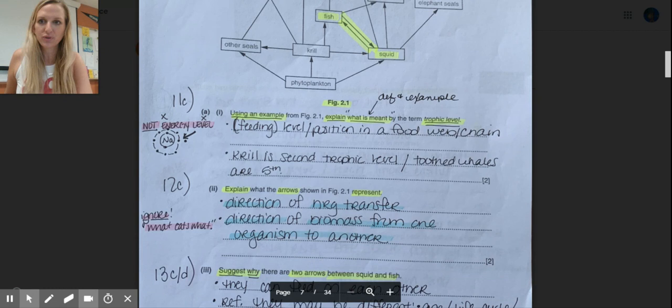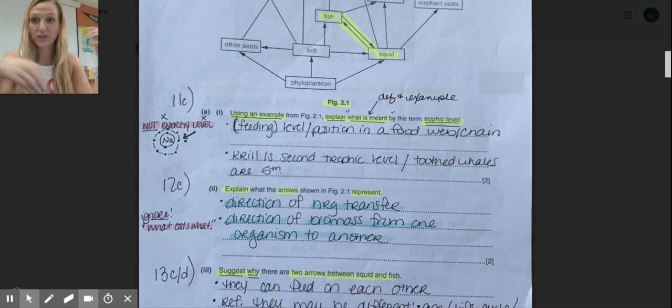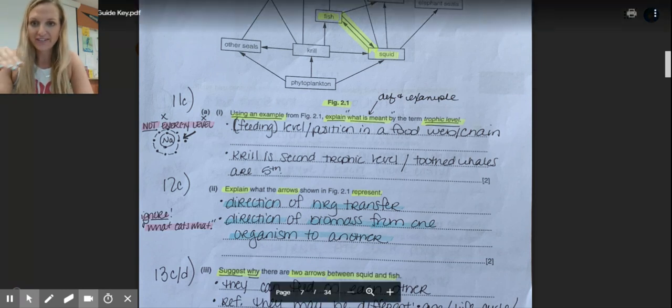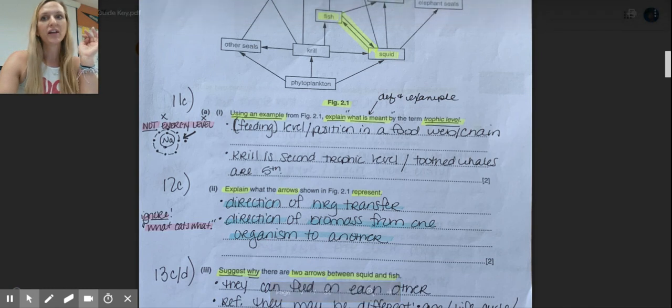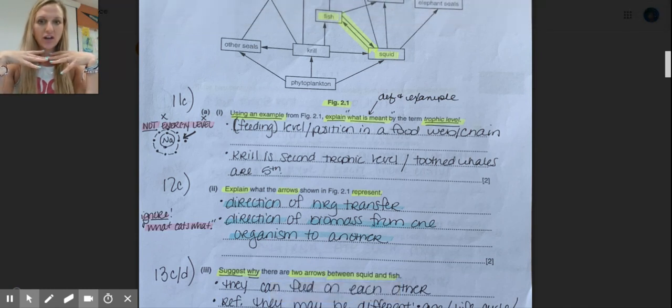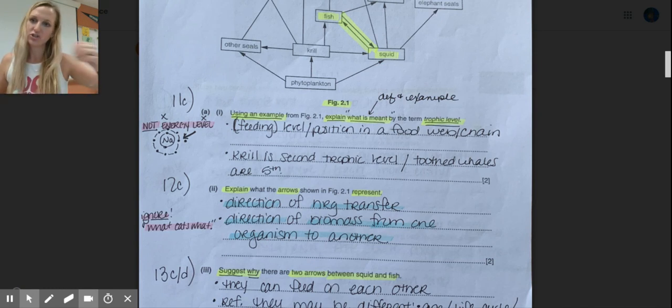12, what is meant? Oh, the arrows. What do they represent? This question is always a very specific answer. What do the arrows show? They show the direction of energy transfer. You can't say who eats who or what eats what. They show the direction of energy transfer. And another way to say this, and you need it because it's 2 marks, you only have 2 options, is showing the direction of biomass, like living tissue, where that living tissue is going.